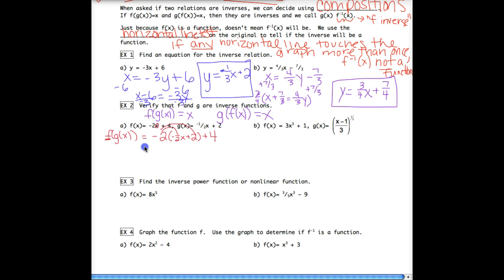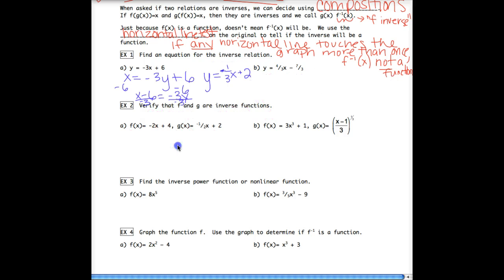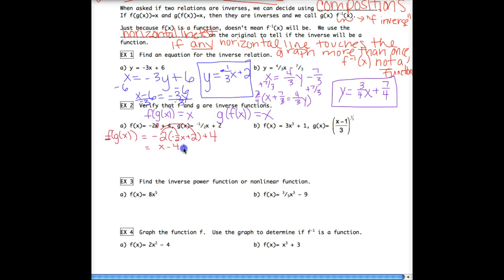Distribute. So that's going to give me the -2's cancel. That just gives me 1x. -2 times 2 is -4. And then don't forget this plus 4 on the outside. Well, x minus 4 plus 4, these 4's are going to cancel. So I've just got x. Again, you should know what the answer is. It should be x. But you have to have all the steps of work to back it up.